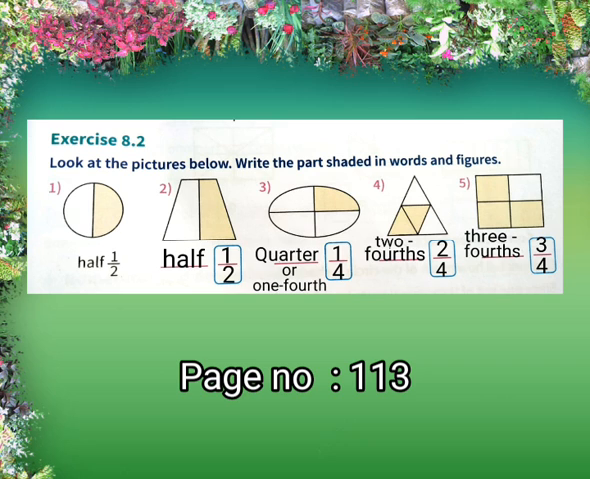See this fourth question. Here also totally 4 parts are there. Out of these 4 parts, 2 parts are shaded. In fraction, write it as 2 by 4. In words, 2/4. See this fifth question. Here also totally 4 parts are given. Out of these 4 parts, 3 parts are shaded. So the fraction is 3 by 4. In words, we can write this as 3/4.